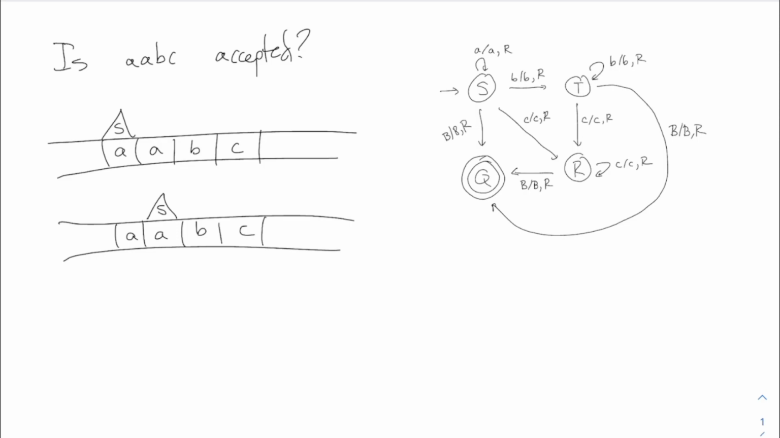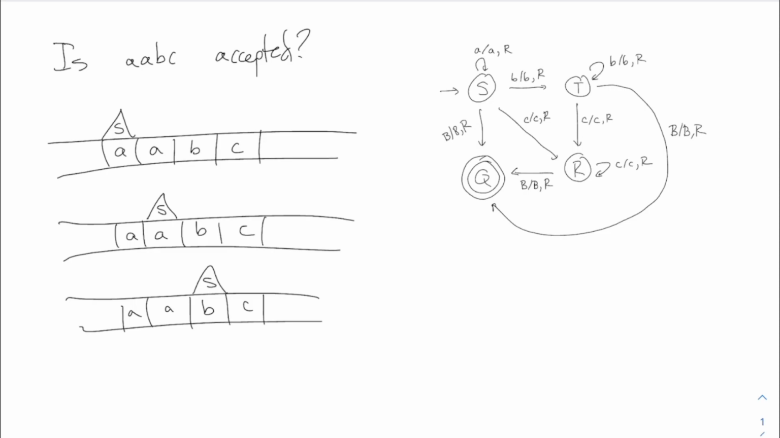All right. Next step, actually the same thing will happen. I'm in state S pointing at an A, and so I have to do this looped arrow again. So I am again going to keep the A like it is, move to the right, and remain in state S. So now it says A, B. Now the head is here, still in state S.